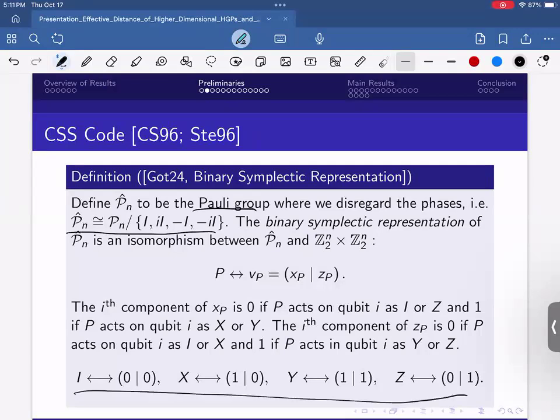For the identity, you can have 0 on the left, 0 on the right. For the Pauli X, you have 1 on the left, 0 on the right. Y, you have 1 on the left, 1 on the right. Z, you have 1 on the right and 0 on the left.